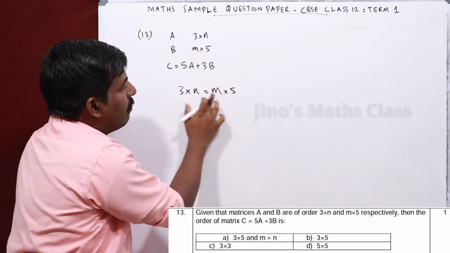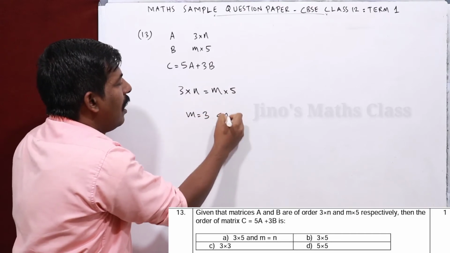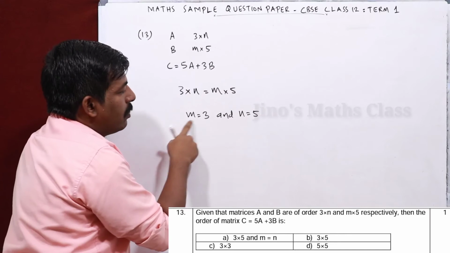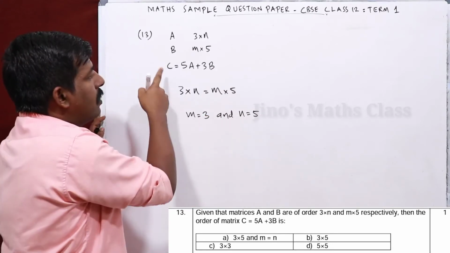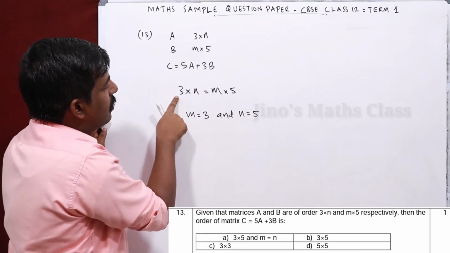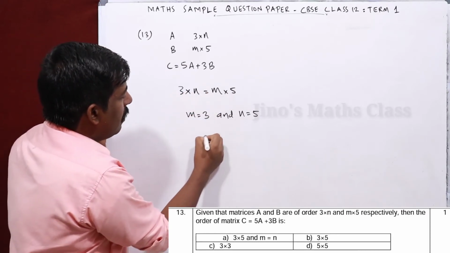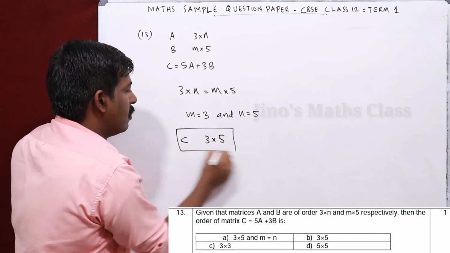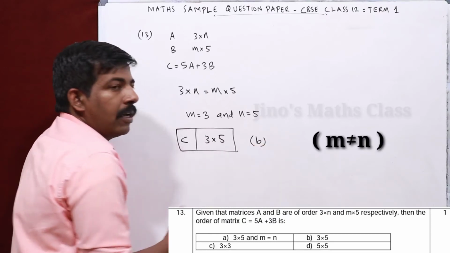So from that we can write m is equal to 3 and then we can say n is equal to 5, correct. So m is equal to 3 and n is equal to 5. That means the order of C, that also should be 3 by 5. Here also it is 3 by 5. Directly we can say, therefore the order of C, that is 3 by 5. Therefore option B is the correct answer.